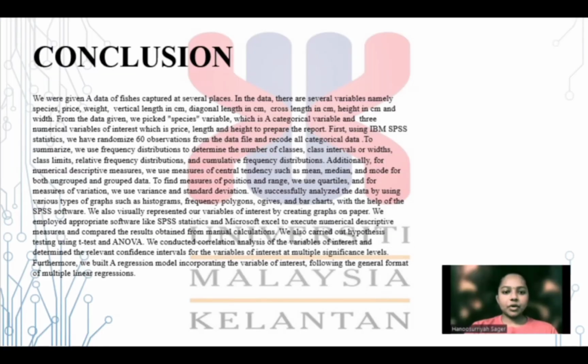In conclusion, the report analyzed a data set of fishes captured at several places using SPSS statistics. The data included several variables such as species, price, weight, length, and height. The report focused on the species variable, which is a categorical variable, and three numerical variables, which are price, weight, and height. The report used frequency distribution, measures of central tendency, measures of position and range, measures of variance, and various types of graphs to summarize and visualize the data.